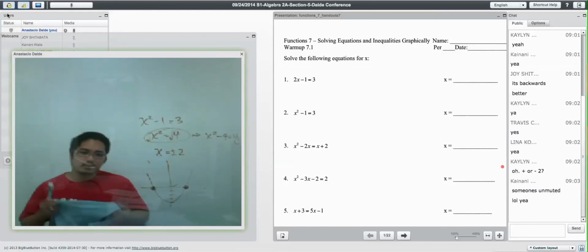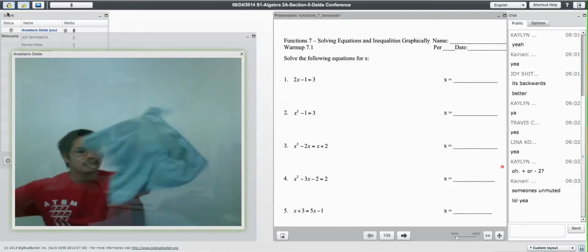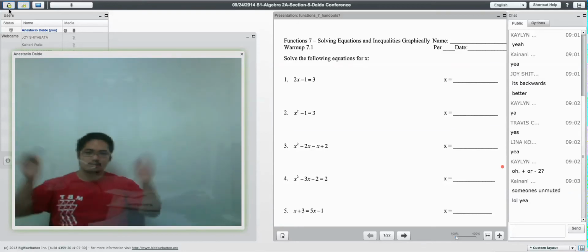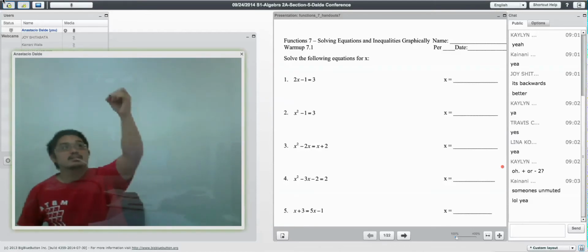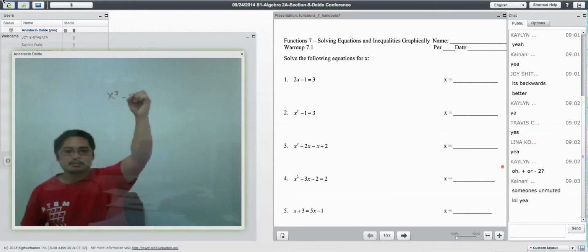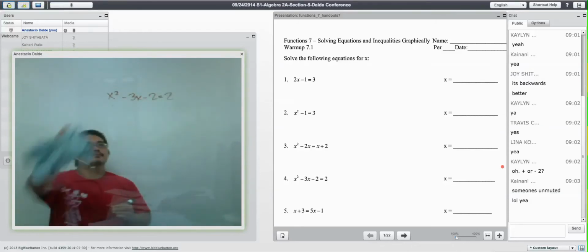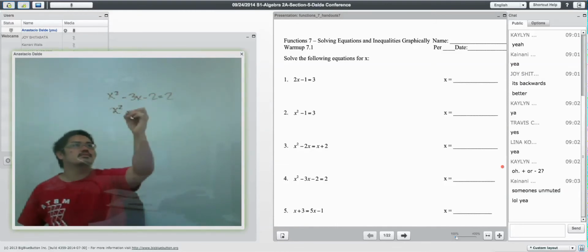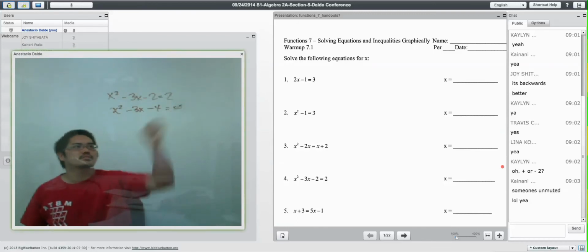So, what I'm showing you here is how to solve this thing mathematically. But there's a relation that we can go back to solving this thing graphically. Here, let me show you another warm-up problem. Let's try this one. Ready? X squared minus 3x minus 2 equals 2. All right, let's try this puppy on for size. X squared minus 3x minus 4. Cool?